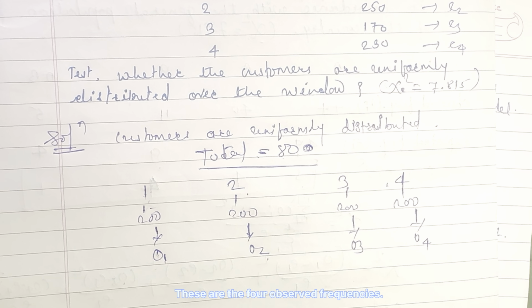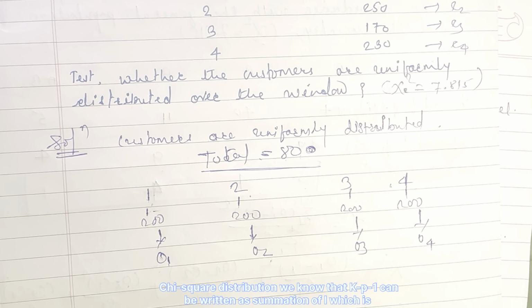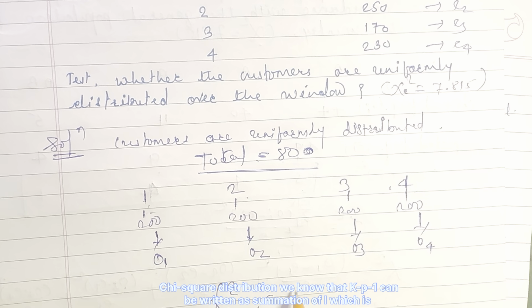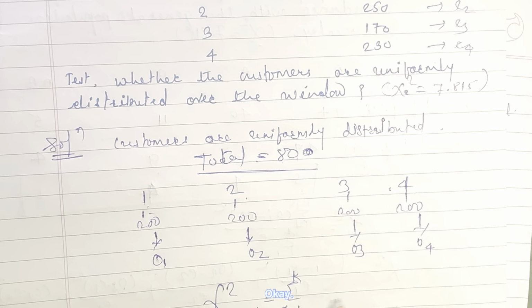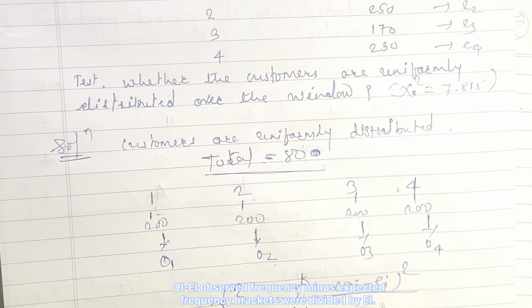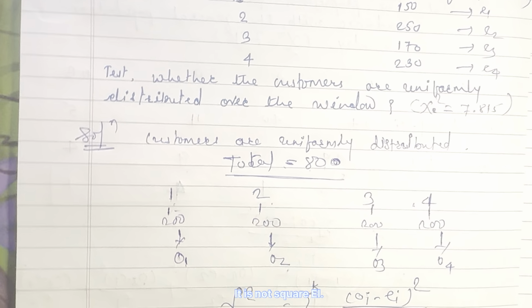Yes, now we want the chi-square distribution. Let's define the chi-square distribution. We know that chi-square with k minus p minus 1 degrees of freedom can be written as the summation of i equal to 1 to k of (Oi minus Ei) squared, divided by Ei. Observed frequency minus expected frequency, bracket square, divided by Ei. It is not square on the Ei, Ei only.